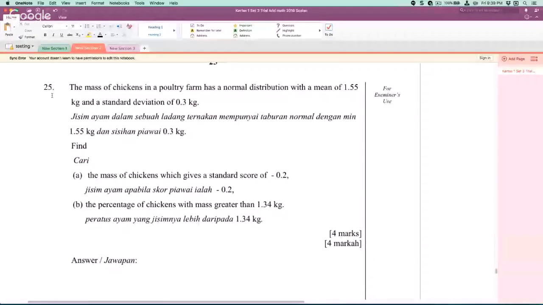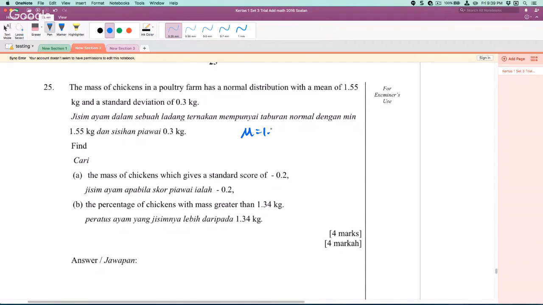Okay, it is the probability distribution. The mass of the chicken in the poultry farm has the normal distribution with the mean 1.55. So this question gives me mean is 1.55 and standard deviation is 0.3. The question asks you to find the mass of the chicken. So in this case, the first sentence I always call it X. I will let X equal the mass of the chicken.